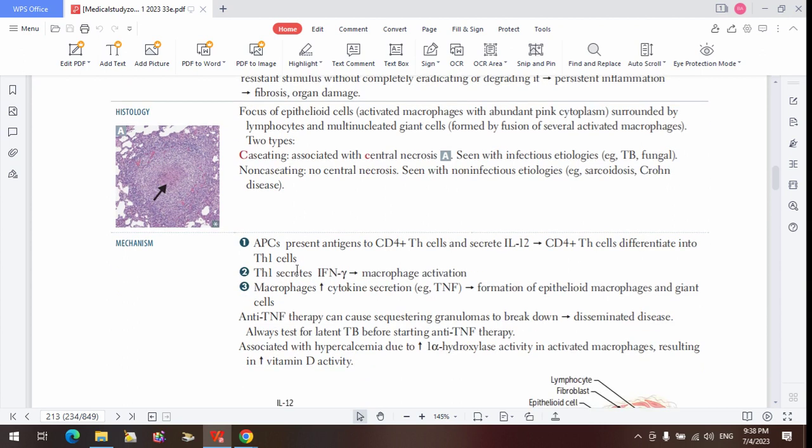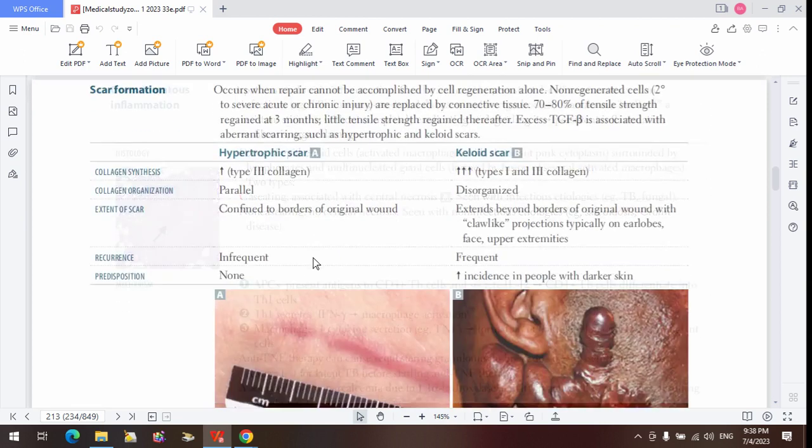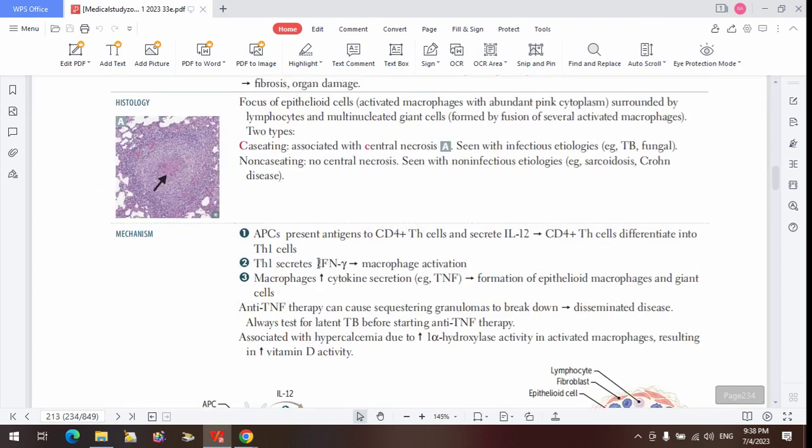So, let's take tuberculosis as an example now. The tuberculosis antigen is picked up by the antigen presenting cells. They will present it immediately to the CD4 cells, so that the naive CD4 cells can release interleukin 12. Just like what we have said earlier, they will now become the TH1 cells. TH1 cells will now activate.